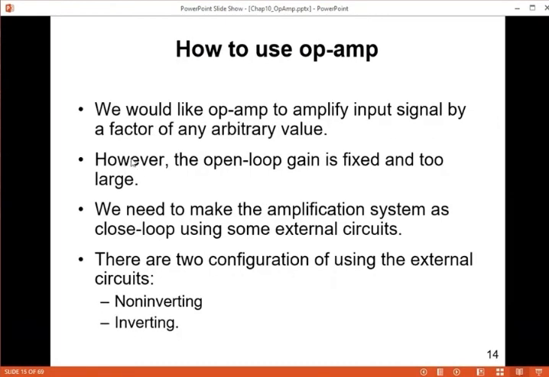How to use the op-amp? We would like our op-amp to amplify the input signal by a factor of an arbitrary value. However, the open loop gain is fixed and it will be too large. We need to make the amplification system a closed loop using some external circuit. And there are two configurations of using the external circuit: whether we set the op-amp working in the non-inverting arrangement or in the inverting arrangement.